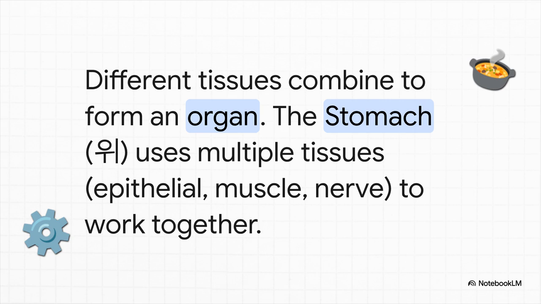And here's where it gets really clever. An organ like the stomach isn't just made of one thing. It's a combination of different tissues. You've got that epithelial tissue for the lining, sure, but you also have muscle tissue for churning food and nerve tissue for control, all working together for one big job, digestion.